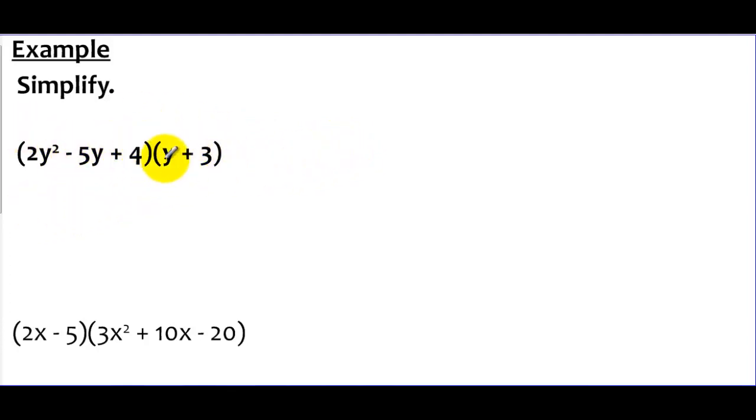Right? So the process here is not going to change at all. We're multiplying together 2 expressions. We're going to multiply everything in the first one times everything in the second one. So I'm going to start out way at the beginning, and I'm going to multiply 2y squared right into the second expression. And I'm going to say 2y squared times y. Well, that's going to give me 2y cubed. And I'm going to keep going. 2y squared also needs to be multiplied by 3. So I'm going to call that 6y squared.